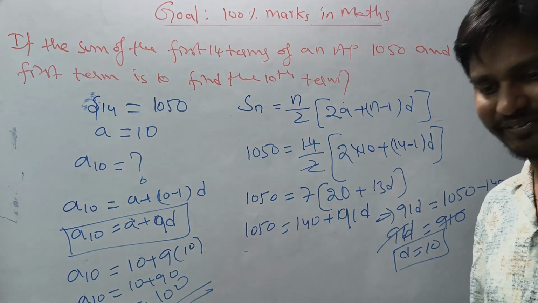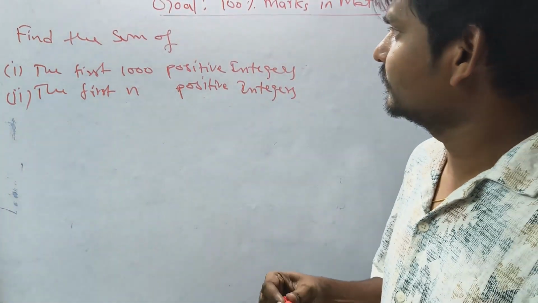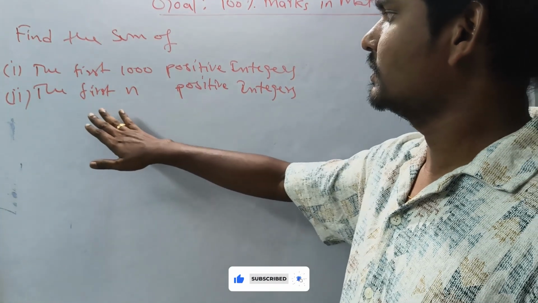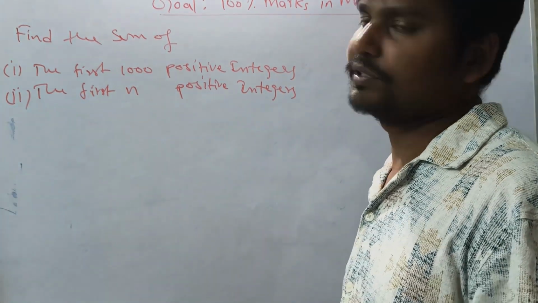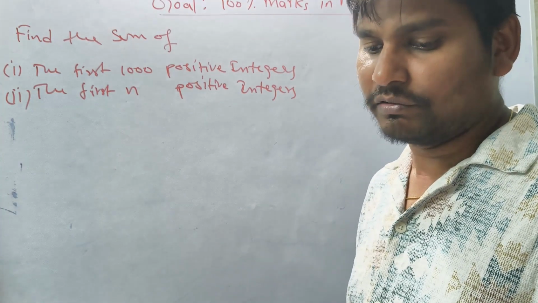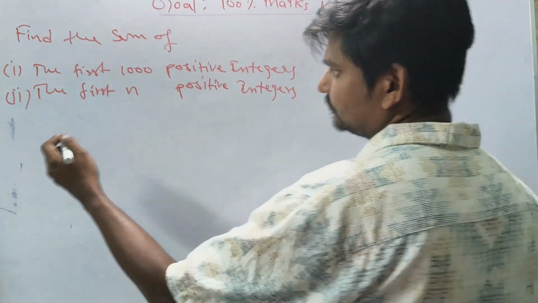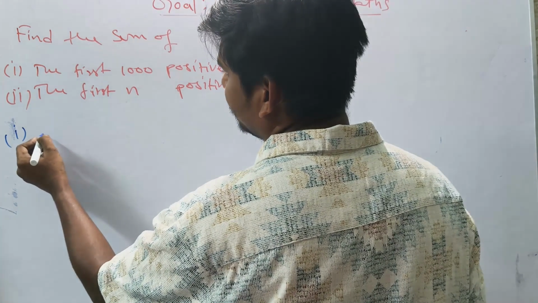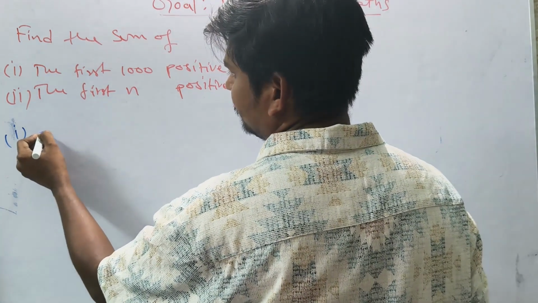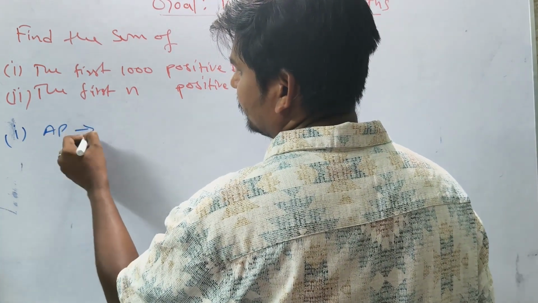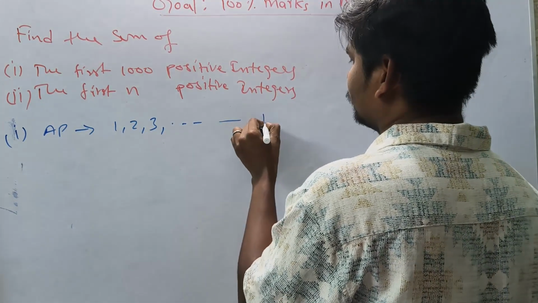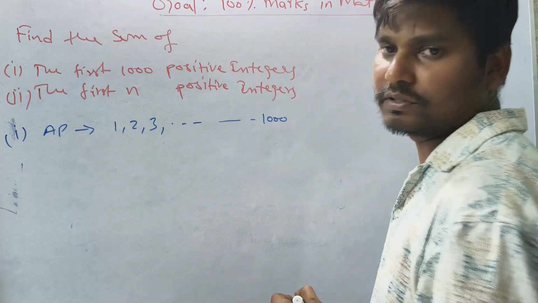Clear, all of you? Now see, next question: find the sum of the first 1000 positive integers, and the next question is the sum of the first n positive integers. Okay, we will solve the first question. See here, the first 1000 means the AP is 1, 2, 3 and so on up to 1000 terms. We have to find the sum of it.